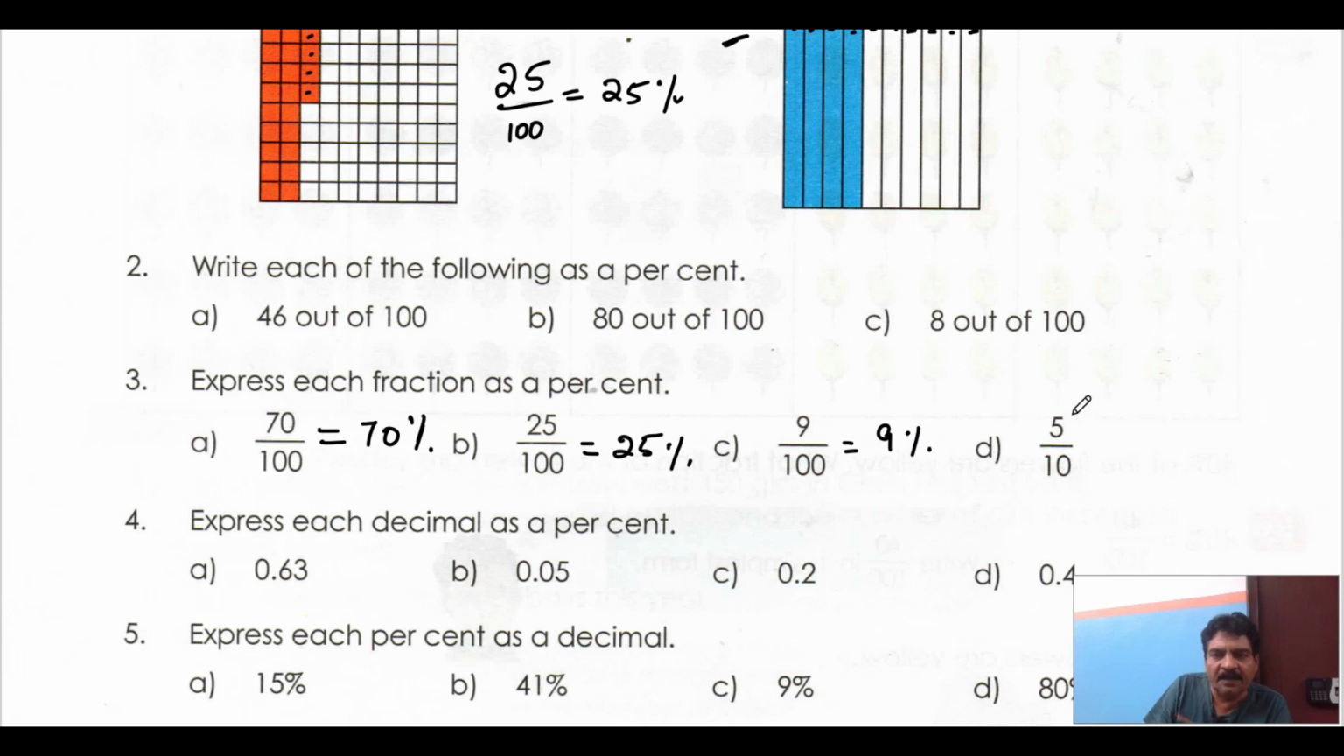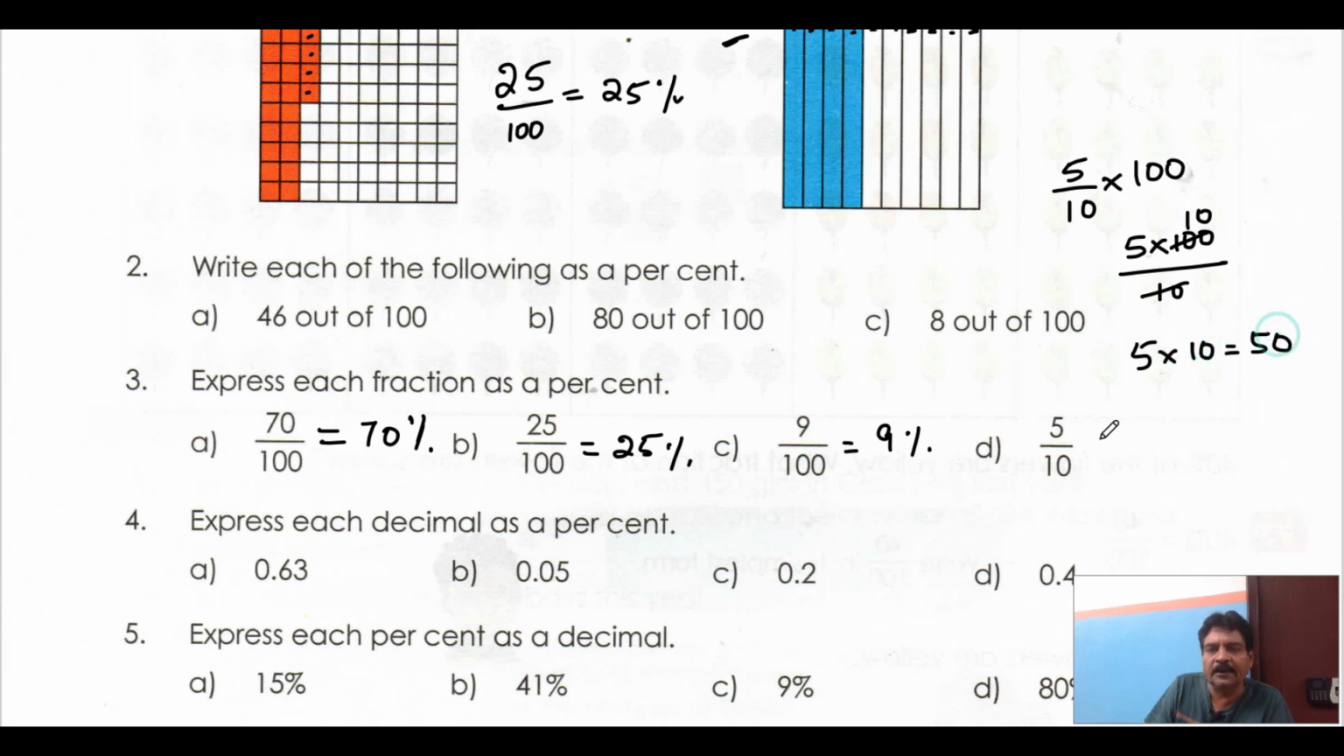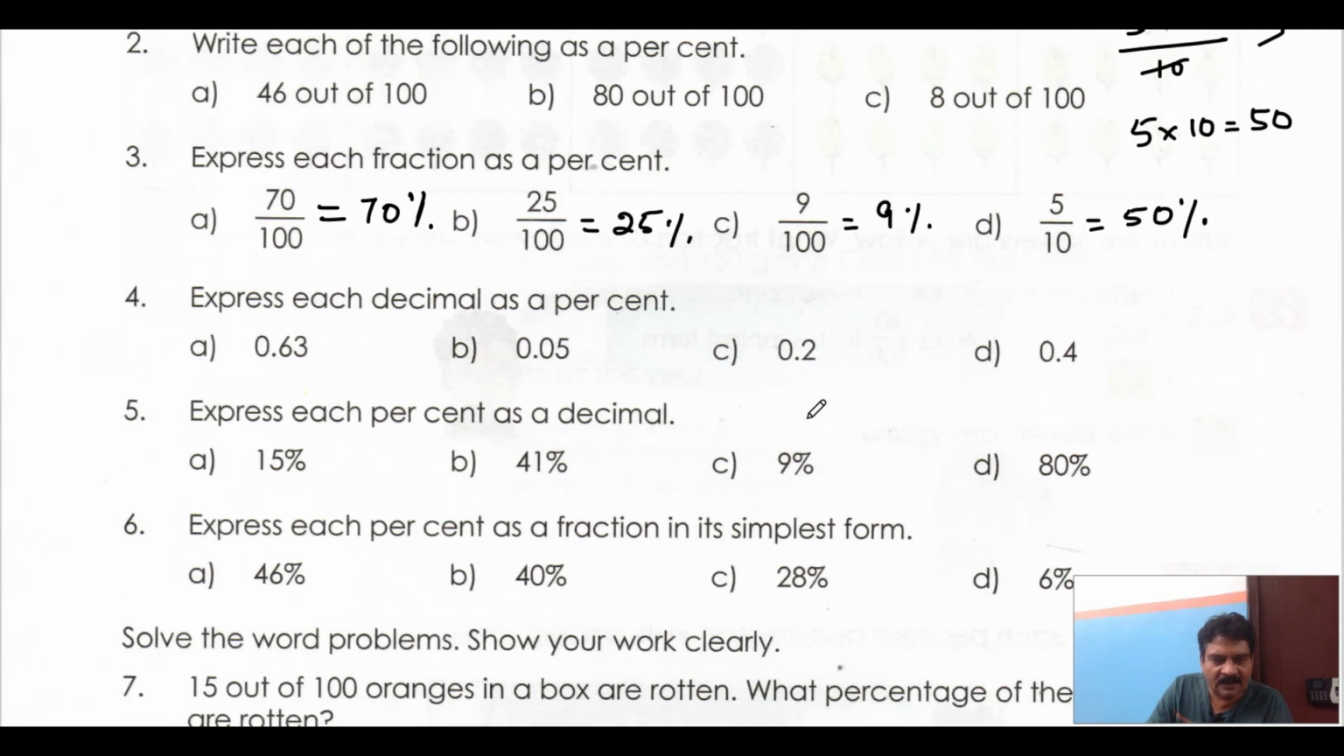Now coming back to 5 by 10. Here I'll write down 5 by 10. Anything out of 100 is percent, but here it is not out of 100, it is out of 10. So you do what I was telling you right from the beginning: multiply with 100. So 5 into 100 by 10. 10 ones are 10, 10 times. So now 5 into 10 is equal to 50. Therefore it is 50%. Write down these steps in your notes, then only you get marks, otherwise you are not going to get the marks.